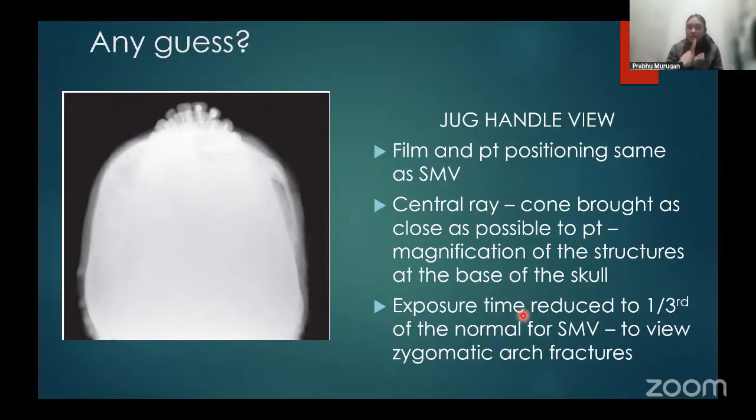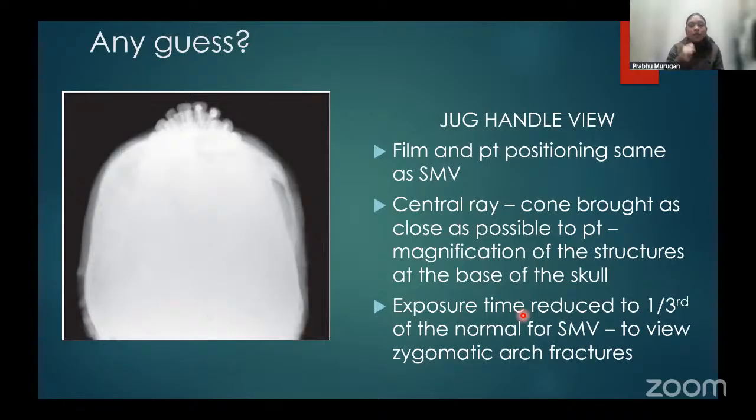Okay, so in your submental vertex view, there is a modification called the jug handle view, where you reduce the exposure to one third and you place the cone as close as possible to the patient. Because of that, you'll be able to view the fracture of the zygomatic arch. That is the indication for it.